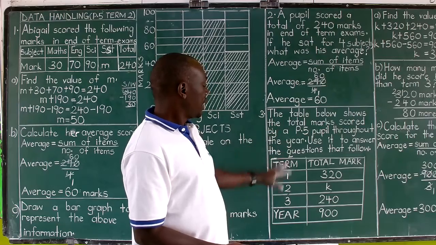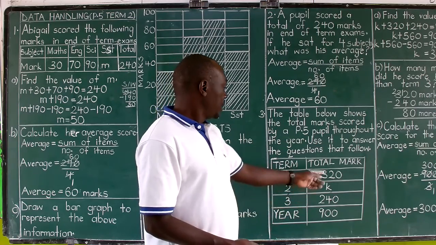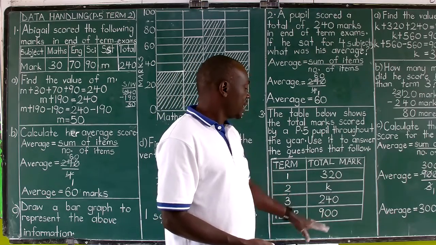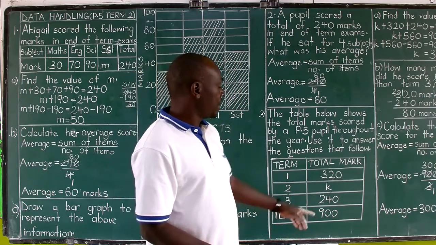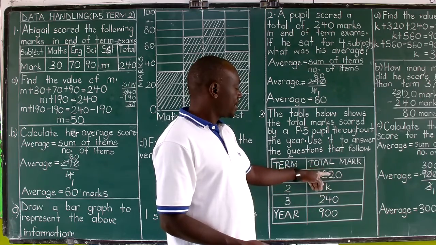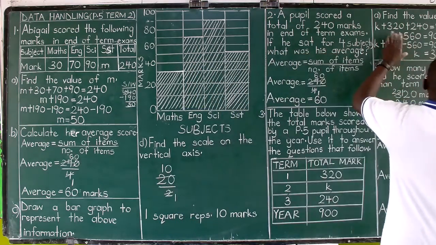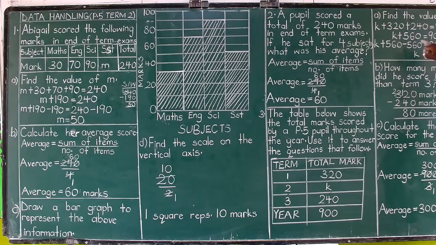The year total is 900. Now find the value of K. It means you get K plus 320 plus 240, and you get 900. Then you add 320 and 240, you get 560. So K plus 560 equals 900. Then work out the algebra: K plus 560 minus 560 equals 900 minus 560.